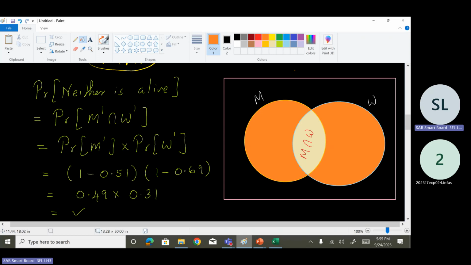So this part and that part is only one alive. This part is only man living, outside W, so woman not living. This part is woman living, man not living. So the same color: this is man living and woman not living part, and this is man not living and woman living part.